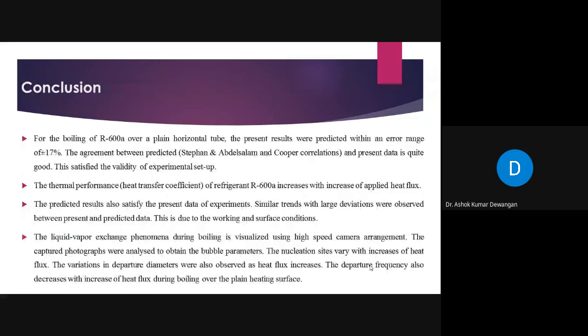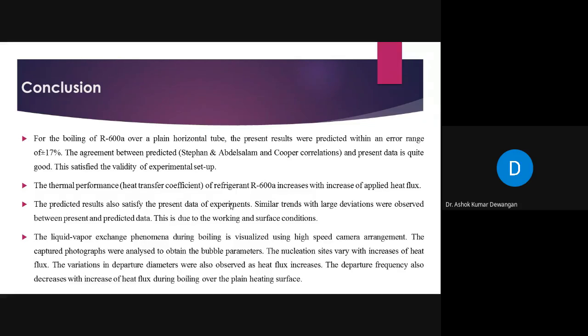So according to this experimental boiling behavior observed during pool boiling of R600A, the data is predicted within the range of plus or minus 70%, and it gives good agreement with our experimental setup. The thermal performance of this refrigerant increases with the increase in applied heat flux due to some properties of the refrigerant.